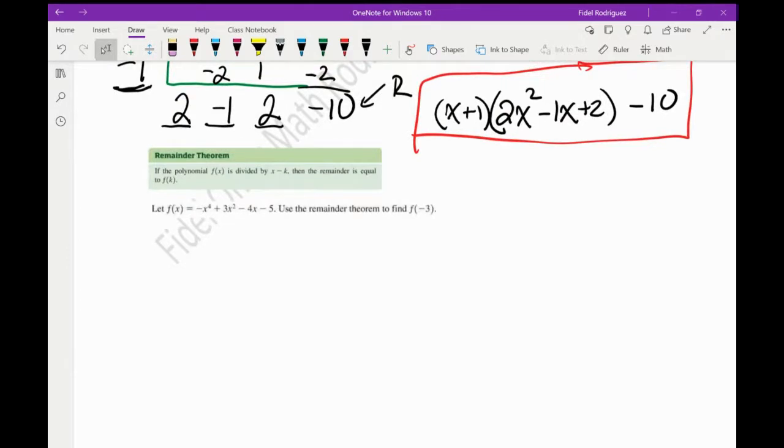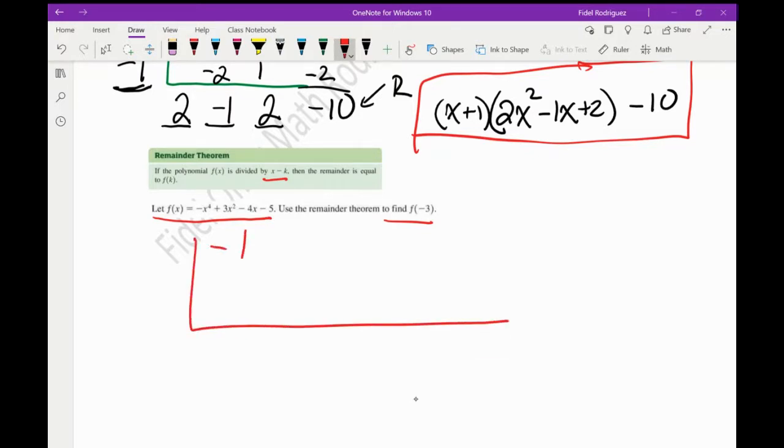Okay, so now the next piece here says the remainder theorem. It says if the polynomial f of x is divided by x minus k, then the remainder is equal to f of k. Okay, so it says let f of x be equal to this guy right here. Use the remainder theorem to find f of -3. Okay, guys, everything here in 3.2 is all synthetic division. Okay, so I don't want to lose track of that. -1, 3, -4, -5.